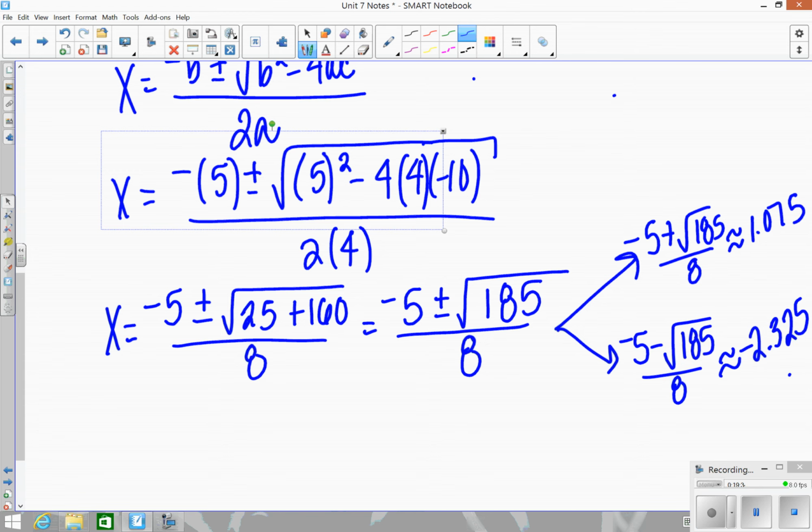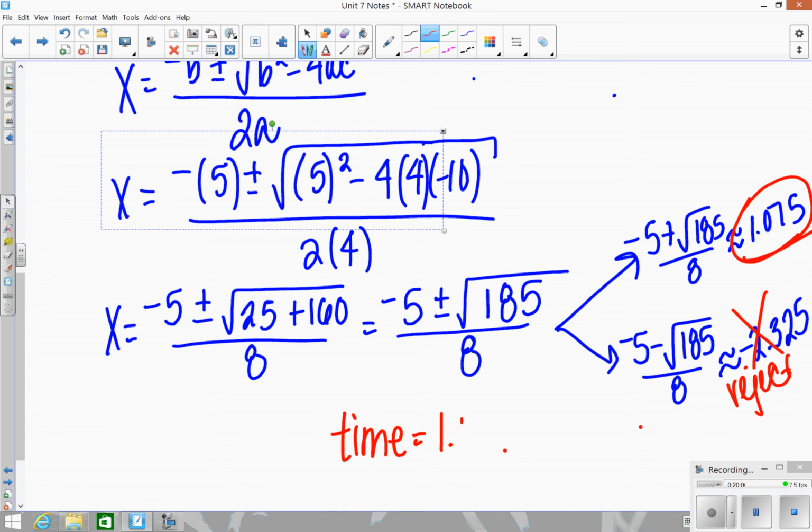So if you think back to the problem, it says how long does it take the object to fall 40 feet? So we would just keep this solution here, and we would reject this one because it's negative. You can't have a negative time. It can't take negative 2.325 seconds to fall. So the answer is going to be the time equals 1.075 seconds.